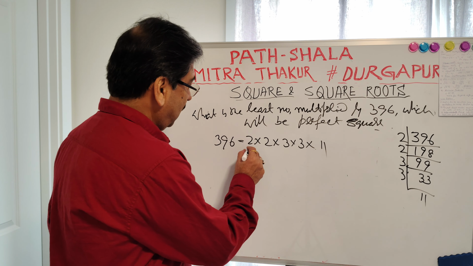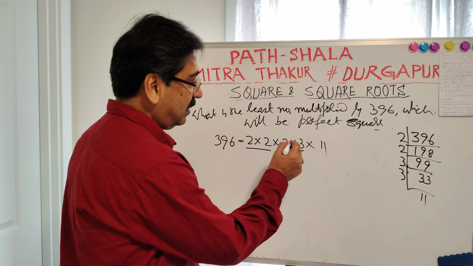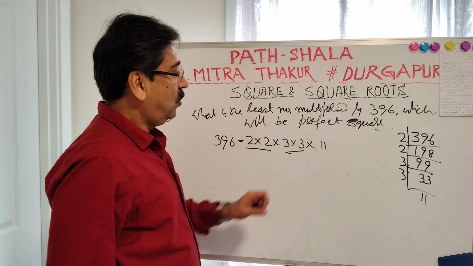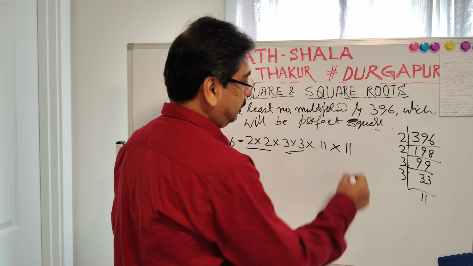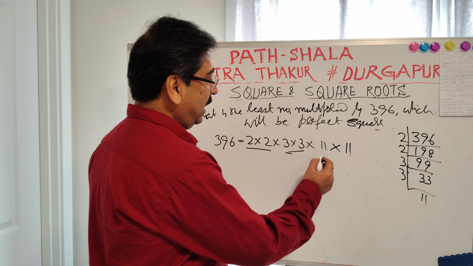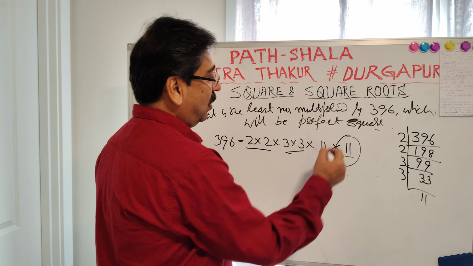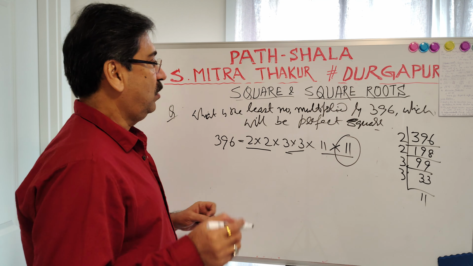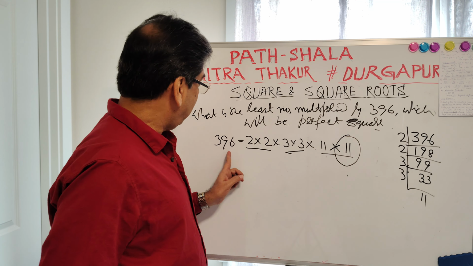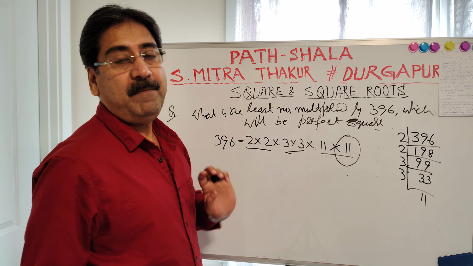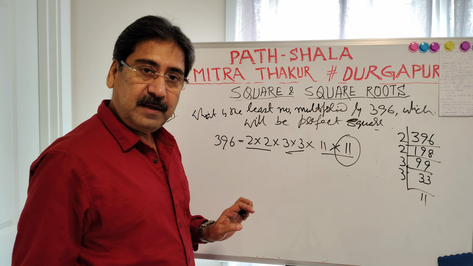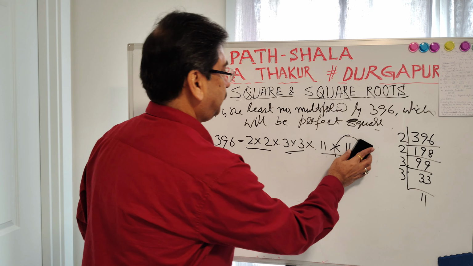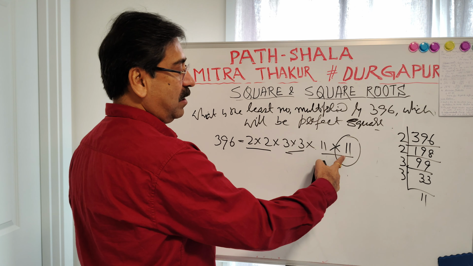So here 2 is a pair, 3 is a pair, but only one 11 is there, right? So another 11 is needed to make a perfect square. Then it will be a pair. So I will take the extra 11. So the answer will be, if I multiply 396 by 11, it will make a perfect square. Right? Did you clear? So here the answer will be 11.